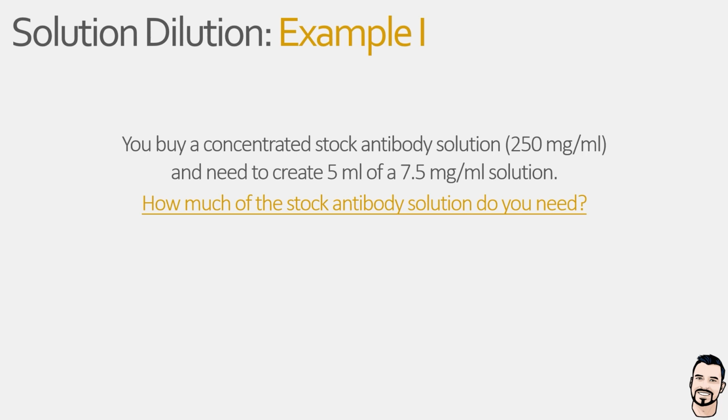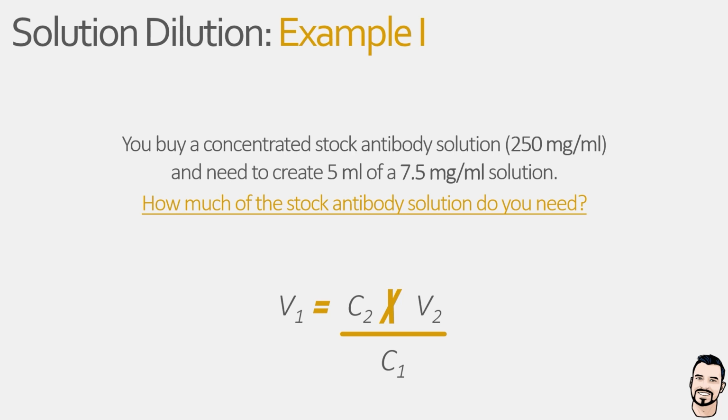So in order to do this, we need to bring up our equation whereby C1 times V1 equals C2 times V2, and then we rearrange it using basic algebra in order to find V1, which is our stock volume, giving us V1 equals C2 times V2 divided by C1.